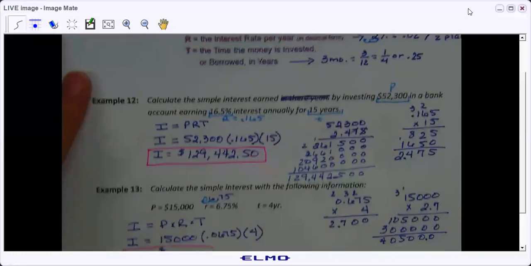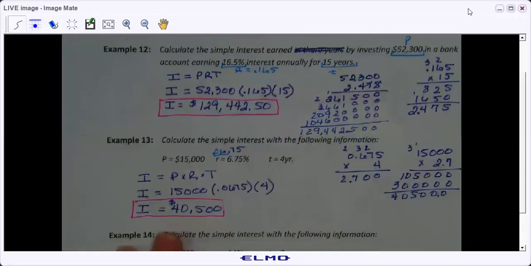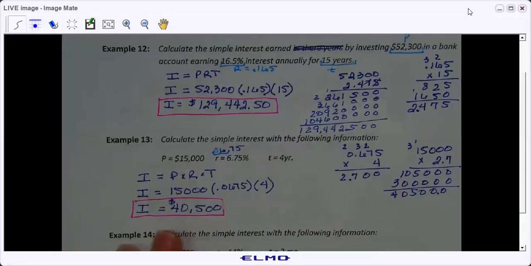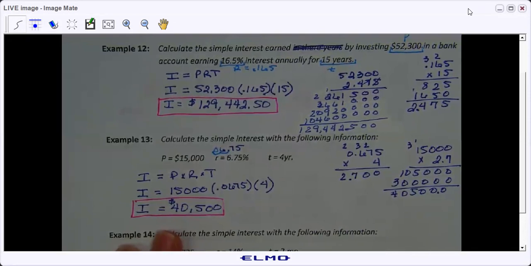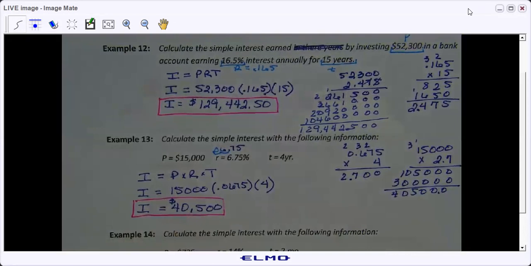Okay, so now we're gonna check example 13. After you do all the math, you should come up with 40,500. Remember that your units have to be added onto that, and your units would be your dollar sign representing the money portion of it. Okay. Now we're gonna move on to examples 14 and 15.